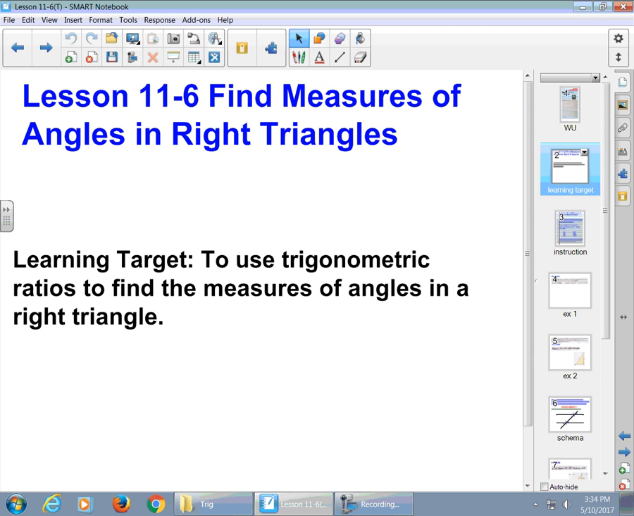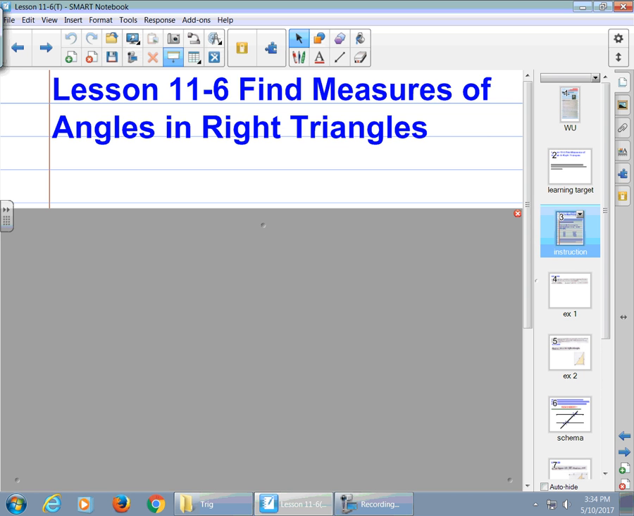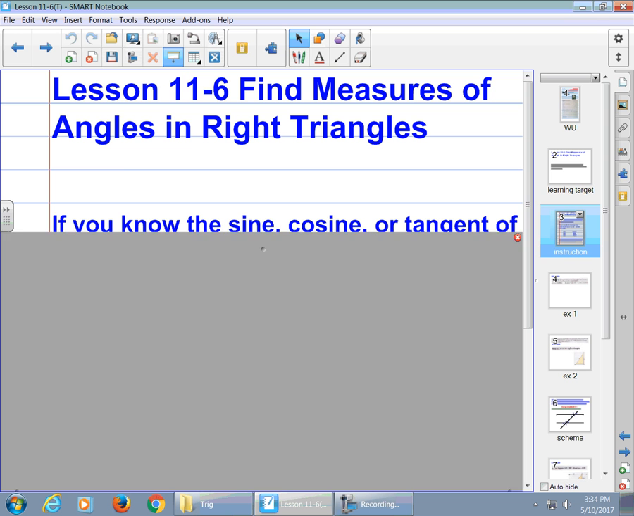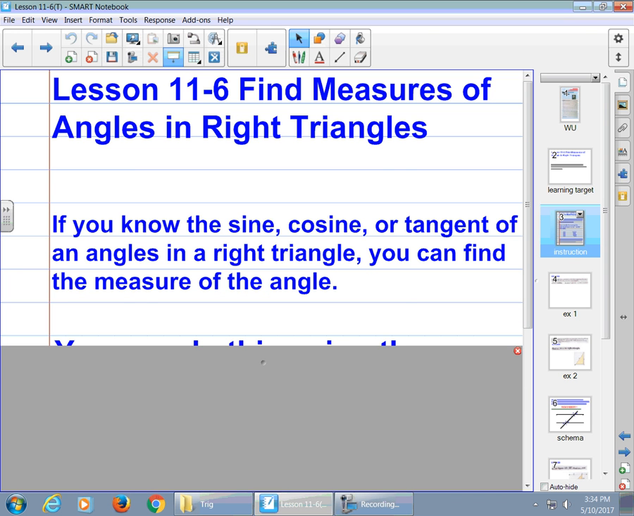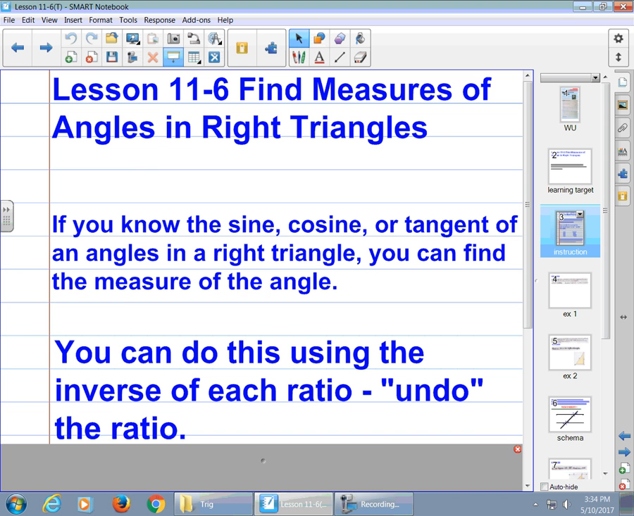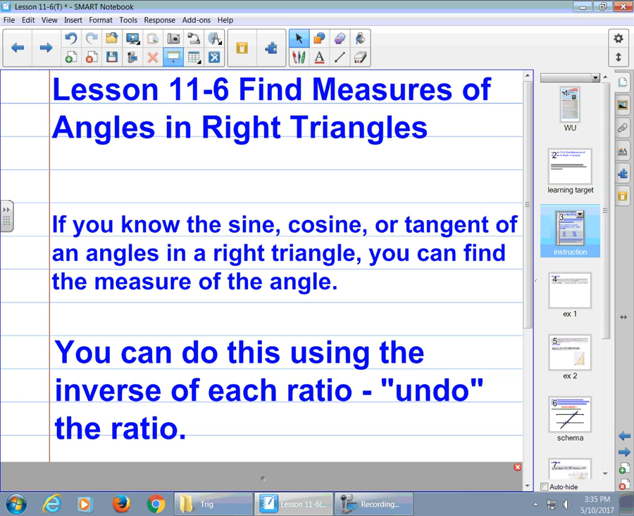All right, so today we're going to look at lesson 11.6. This is finding measures of angles in right triangles. So we've been talking about sine, cosine, and tangent and how we can use those to find missing side lengths. So today we're actually going to try to find missing angle measures. So if you know the sine, cosine, or tangent of angles in a right triangle, you can find the measure of the angle. You can do this using the inverse of each ratio or undoing the ratio.